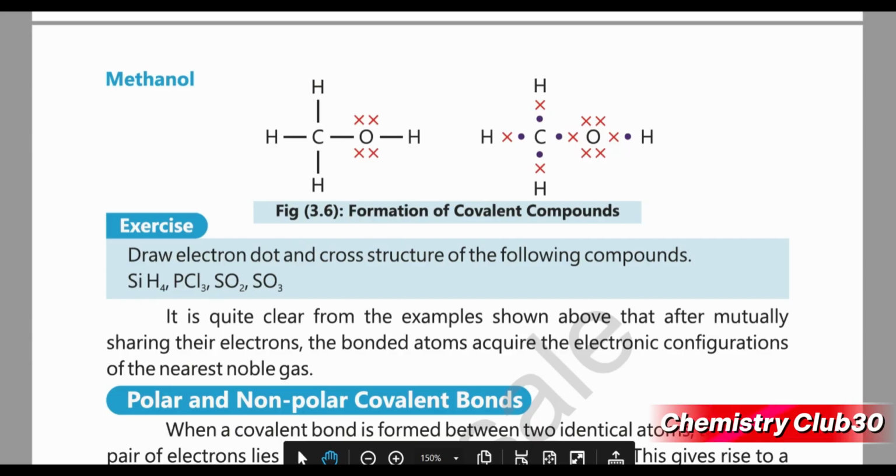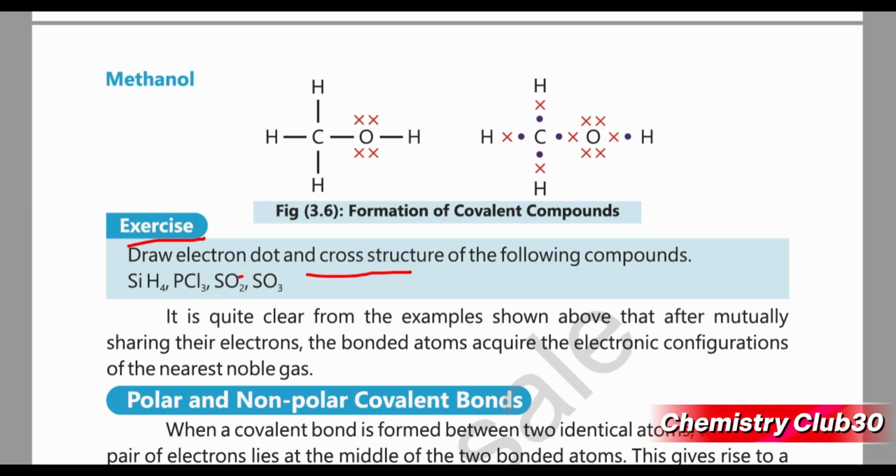Now we will solve the exercise question about this topic. Draw electron dot and cross structures of the following compounds, which are SiH4, PCl3, SO2 and SO3.